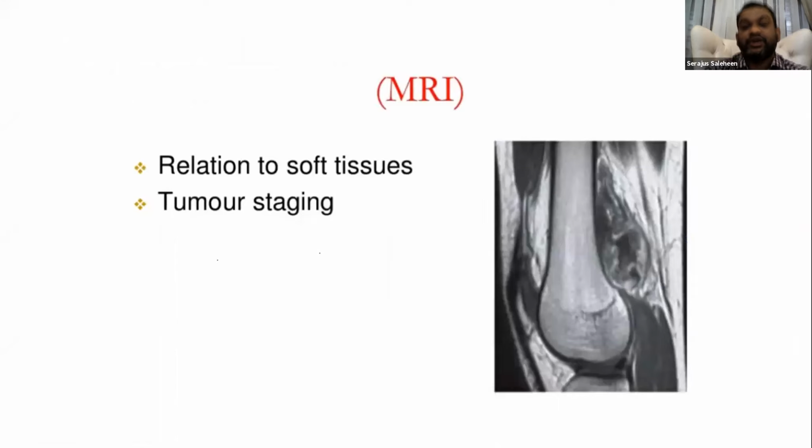And the next investigation is the MRI. In oncological perspectives, MRI is also a basic investigation. After doing X-ray, we should always do an MRI. In MRI, we can find whether the tumor is extracompartmental or intracompartmental, or whether any corticomedullary extension is found. Any tumor is also found in MRI, and any medullary expansion is also found.